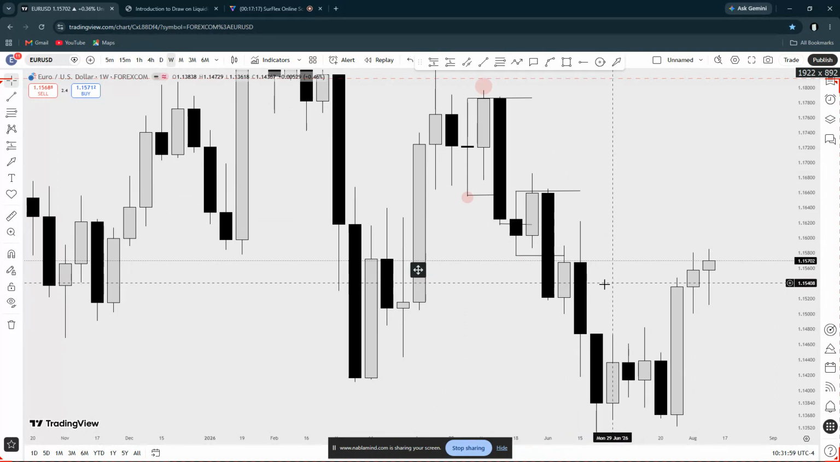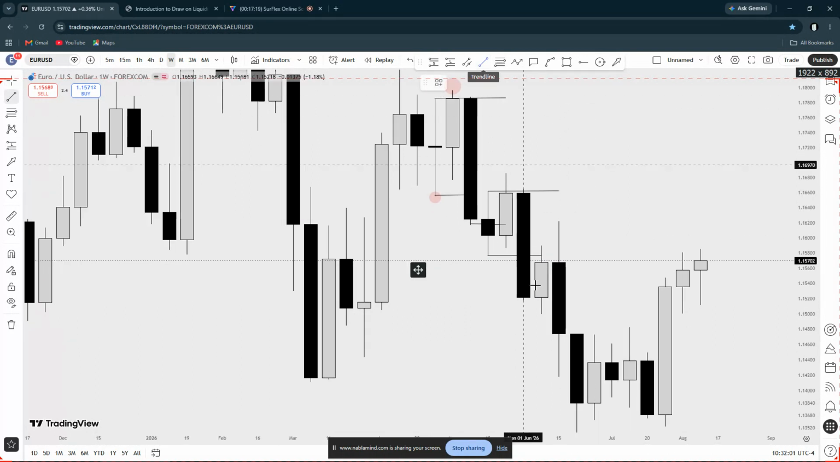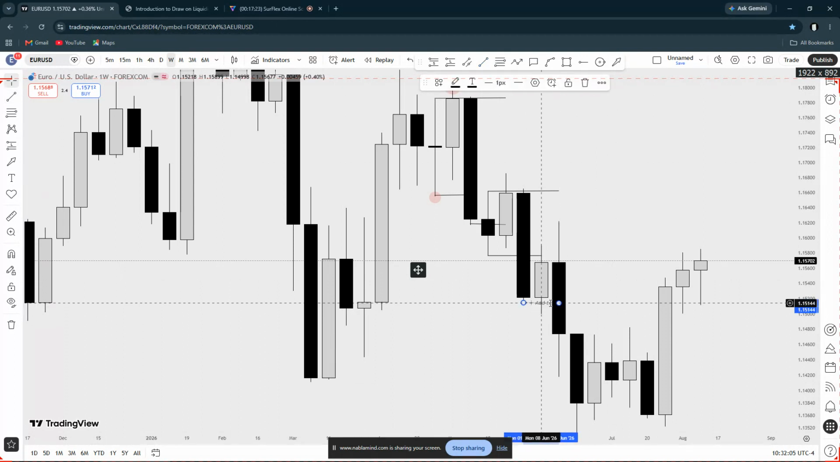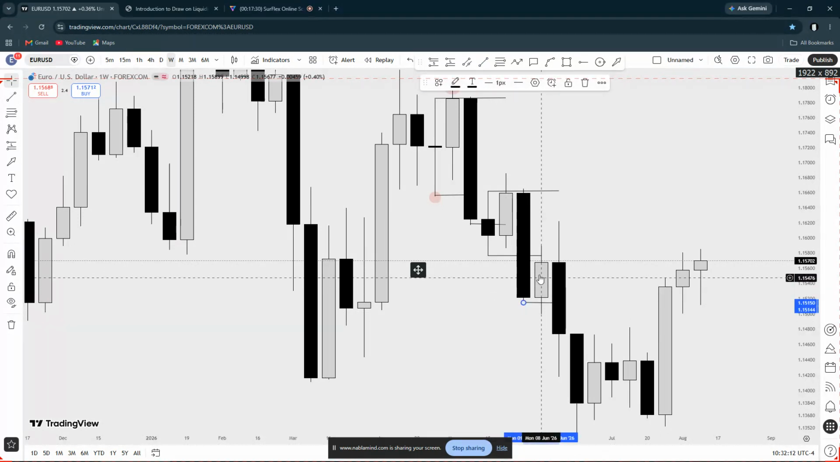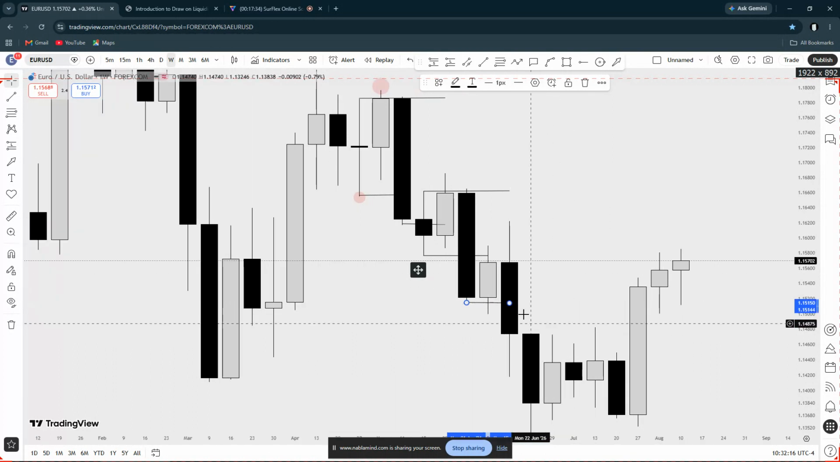Then after price targeted the next draw on liquidity, you can see how price closed with the body. Now what happened? The next week opened, price took out the range low. What is the range low telling us? When price is rejecting below, then closing above, what are we expecting? We are expecting higher prices in this type of example.